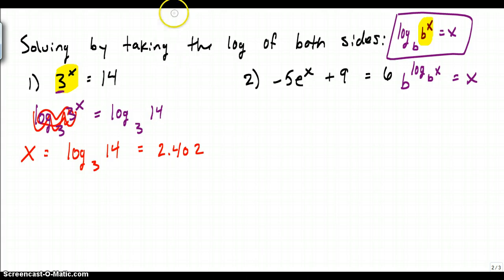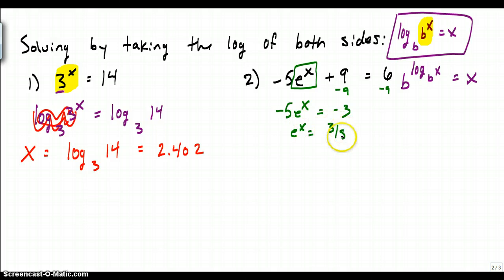Okay, so the next problem, we're going to try and get this e to the x right here by itself, just like it was a variable. So we're always trying to isolate the variable. So the first thing we're going to do is subtract 9 from both sides. So we get negative 5 e to the x equals negative 3. Divide both sides by negative 5, so we get e to the x equals positive 3/5.